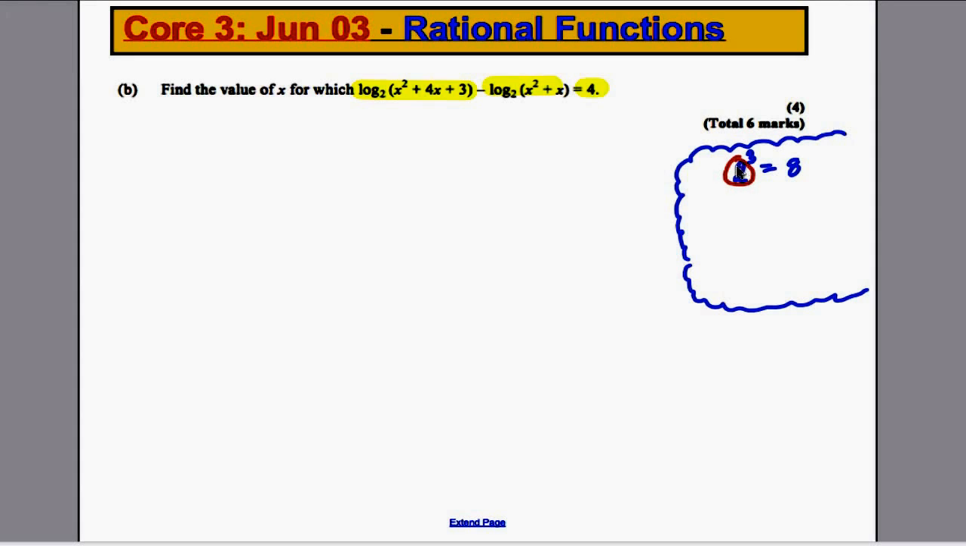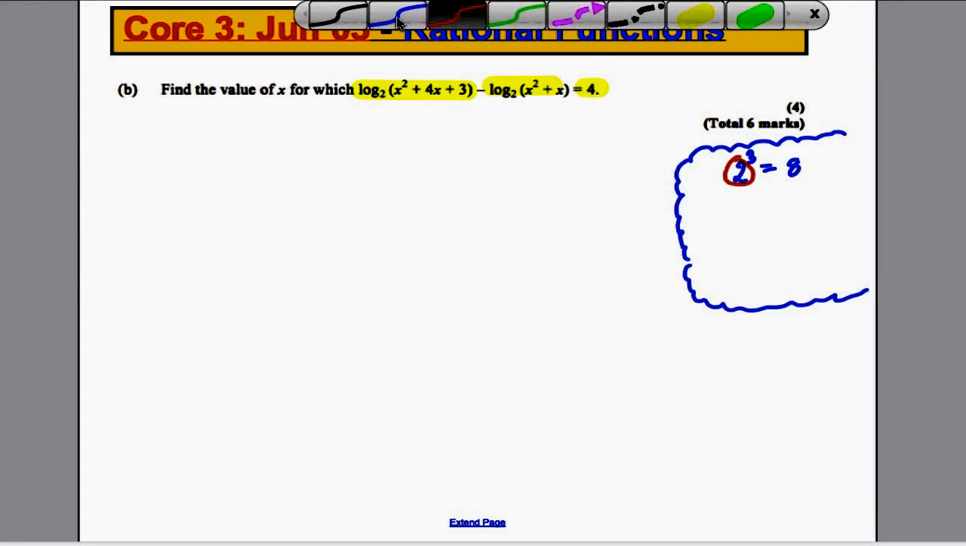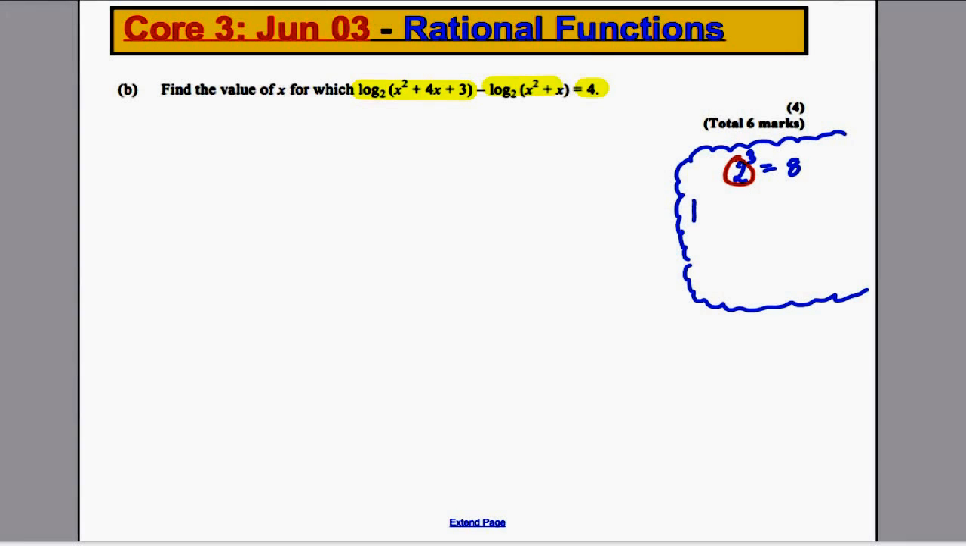Okay, because it's at the bottom, it's the base. 2 to the power of 3 is equal to 8. Now, it's easy to say that log of base 2, the base always has to be the bottom, of 8 must then be 3. Because the question that log base 2 of 8 is asking is, 2 to the power of what gives you 8?